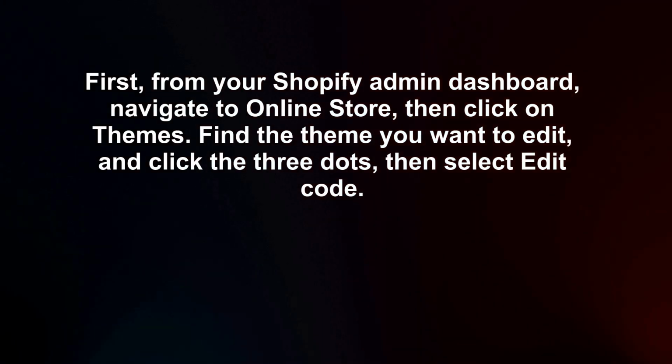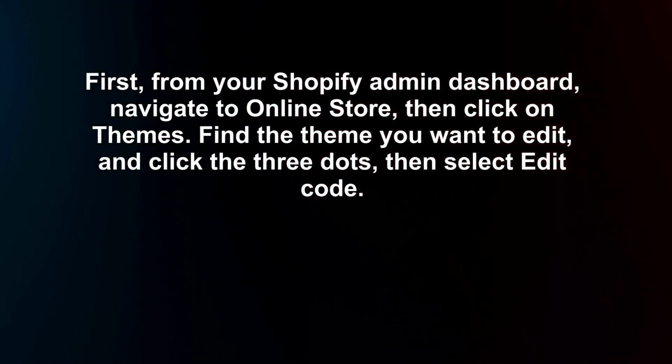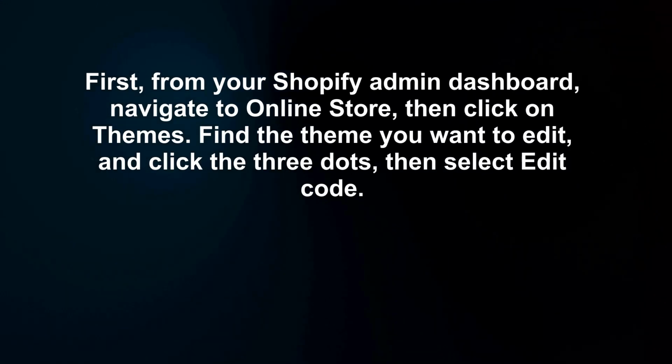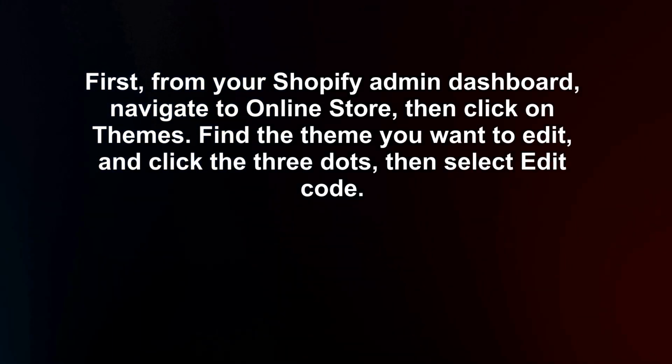First, from your Shopify admin dashboard, navigate to Online Store, then click on Themes. Find the theme you want to edit, and click the three dots, then select Edit Code.